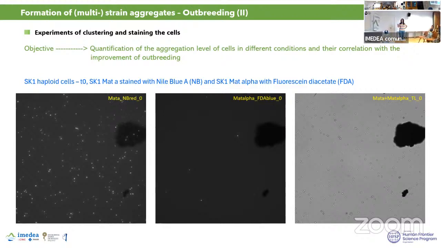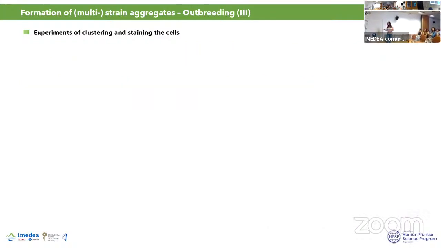But the thing that I want to show you is that here we can see when the stains are, we have the images from the two stains. Here for the Nile blue, here for the fluorescein diacetate. And here we can see the different haploid sets that were stained with each fluorescence. Then if we merge, and here the bright field image. These are the images that we took with the microscope, with one fluorescence, with the other, and the bright field.